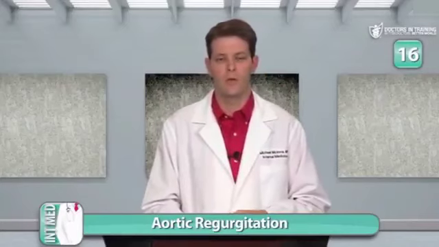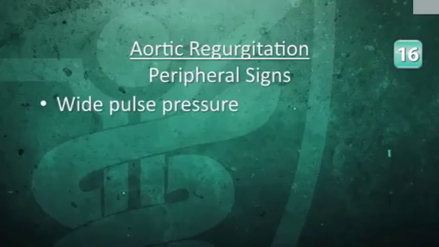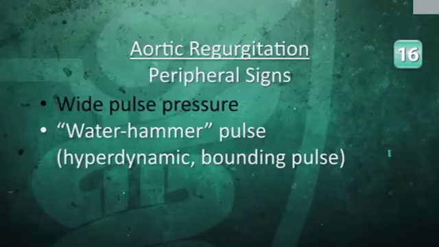Other exam findings, and there are a lot of them with aortic regurgitation. We already mentioned the widened pulse pressure. You may have a blood pressure of 150/60, so that pulse pressure is very wide. You have a hyperdynamic bounding peripheral pulse. So when you feel the pulse in the carotid or the radial pulse, you're going to feel it really pounding. This is sometimes called a water hammer pulse.